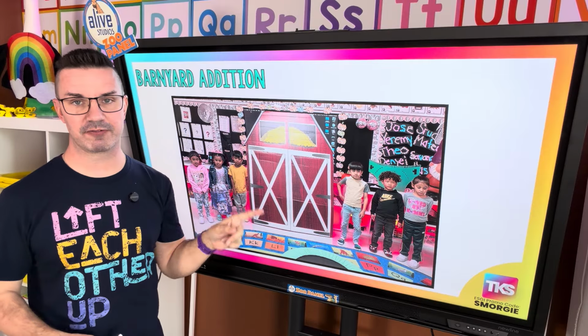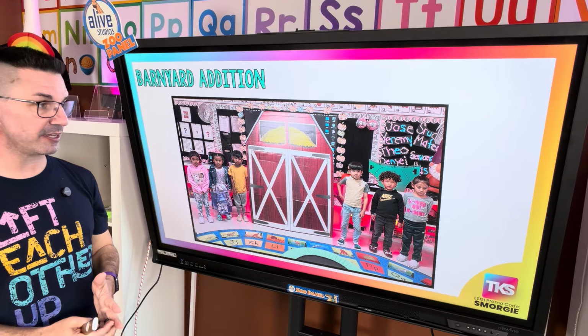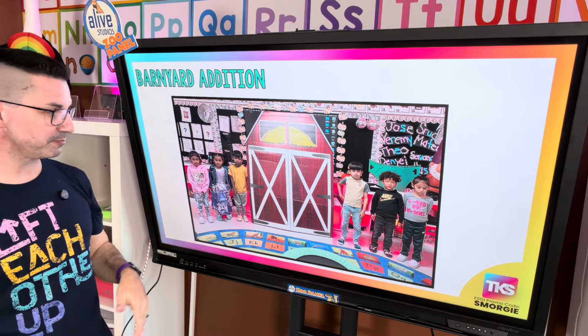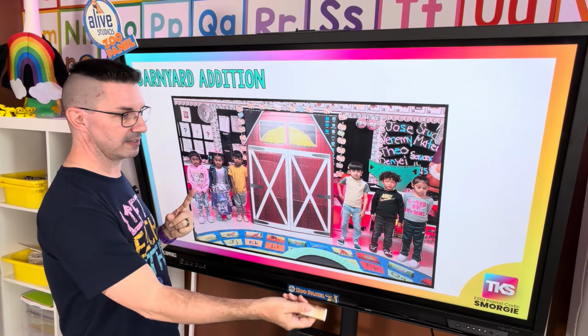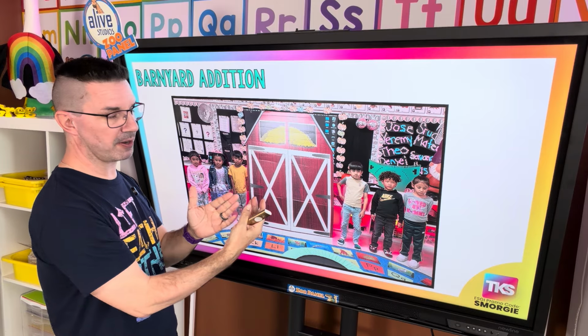So that's what we did. I had this barn from a farm thing we did in my classroom a few years ago. So I brought it in, got my animals on each side. They get in the barn to add.